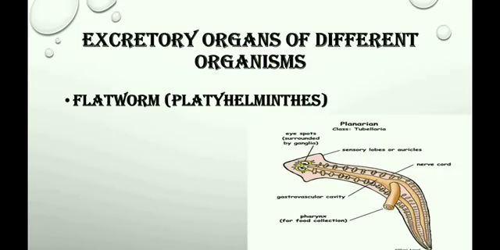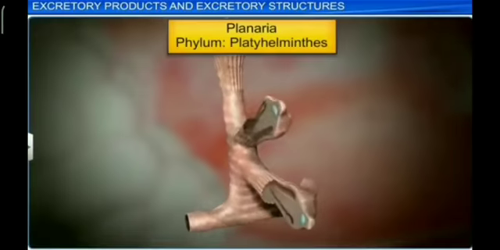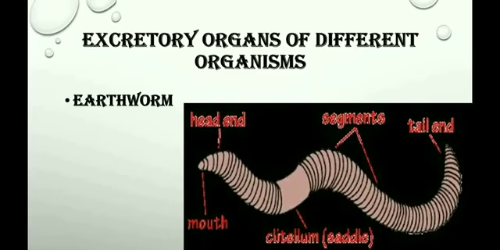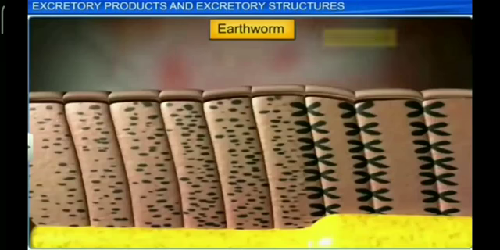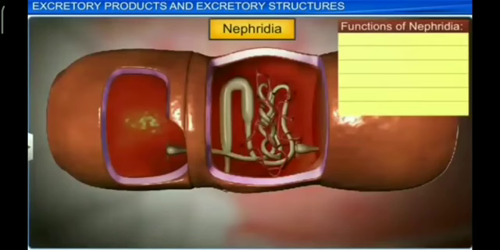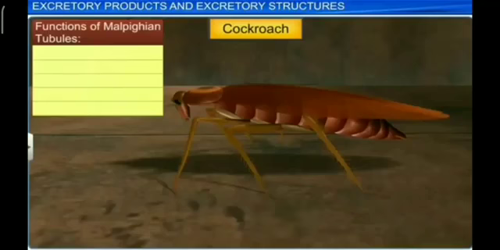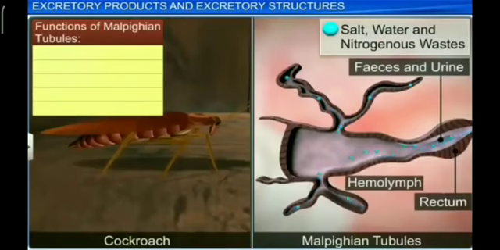Flatworms. Platyhelminthes contains network of dead-end tubes called flame cells or protonephridia. Earthworm. Earthworm contains unbranched coiled tubular structure called nephridia. Insects. In insects, excretion takes place by a set of blind-ended tubules called Malpighian tubules.